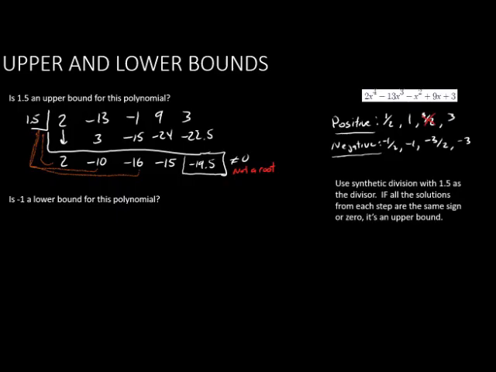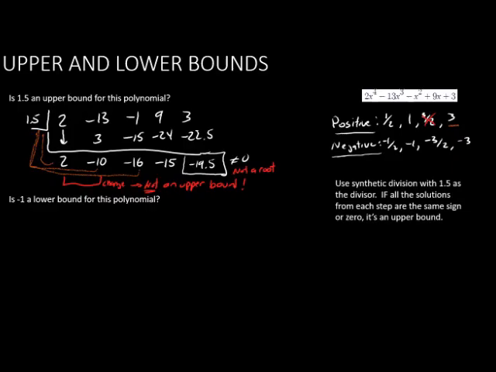However, in our solutions to the synthetic division, we have 2, negative 10, negative 16, and negative 15, which means we have a sign change between the 2 and the negative 10. Since we have even one sign change here, that tells us that 1.5 is not an upper bound. Because 1.5 is not an upper bound, we cannot rule the 3 out. That means 3 still could be possible.